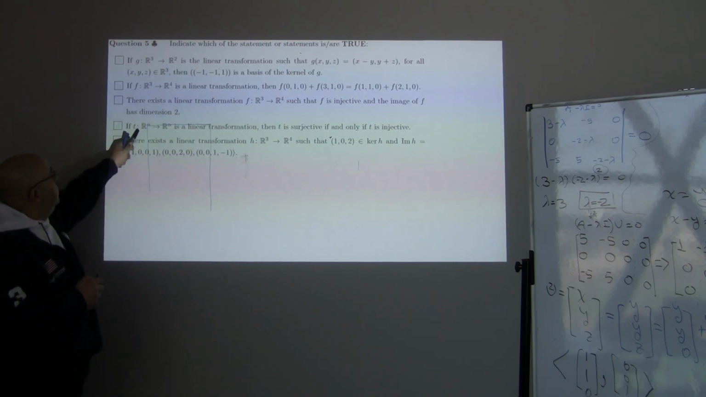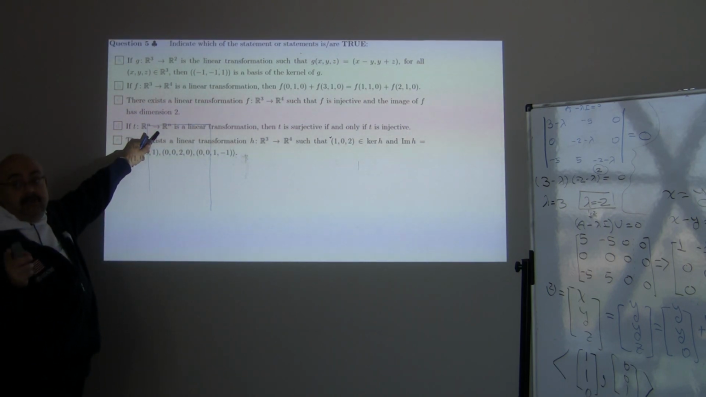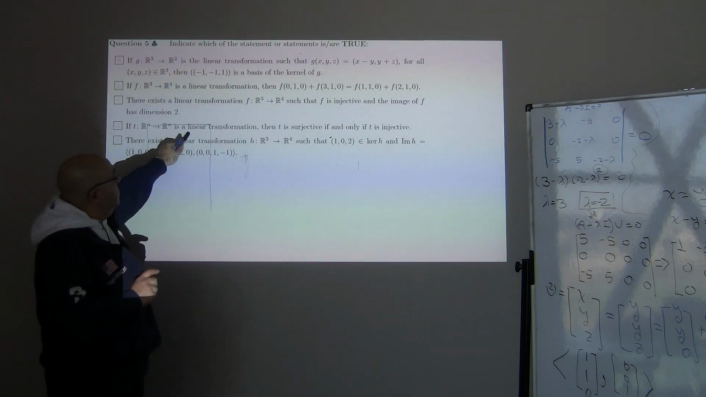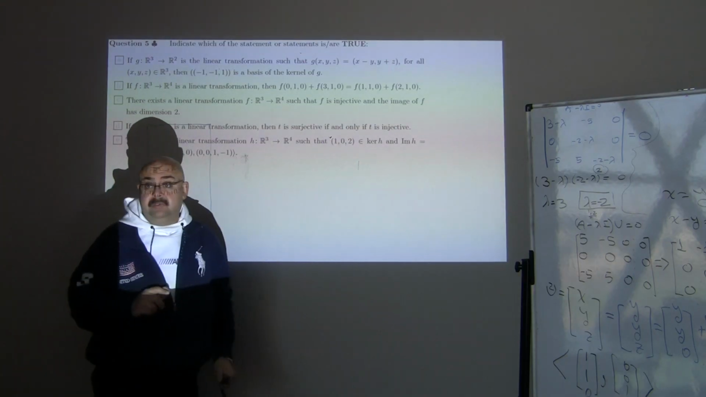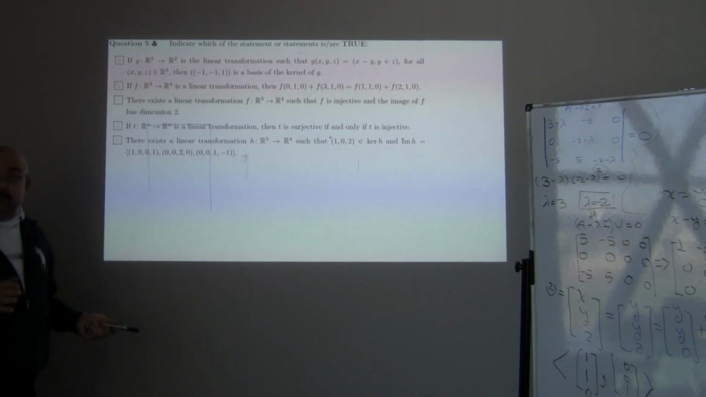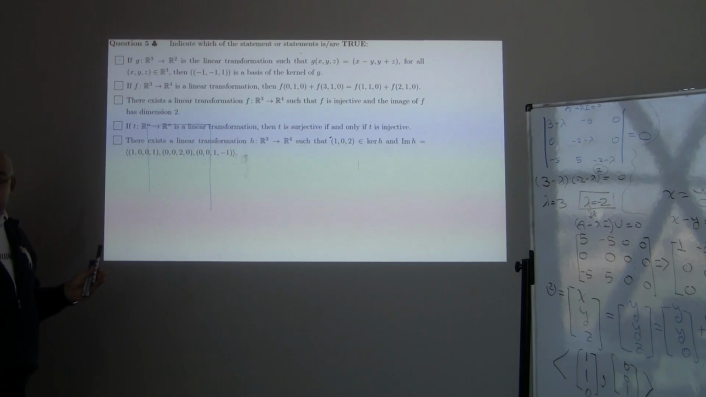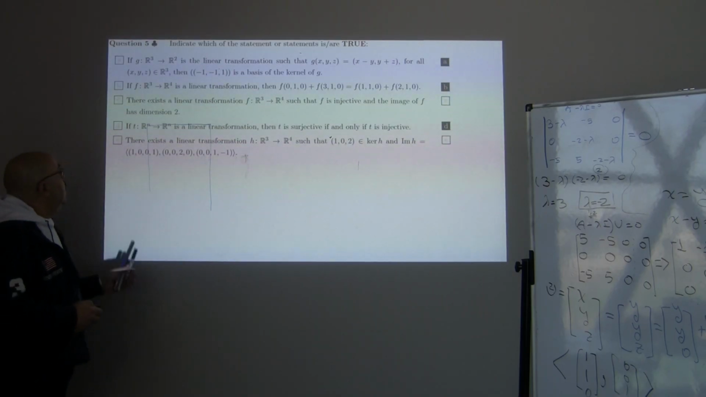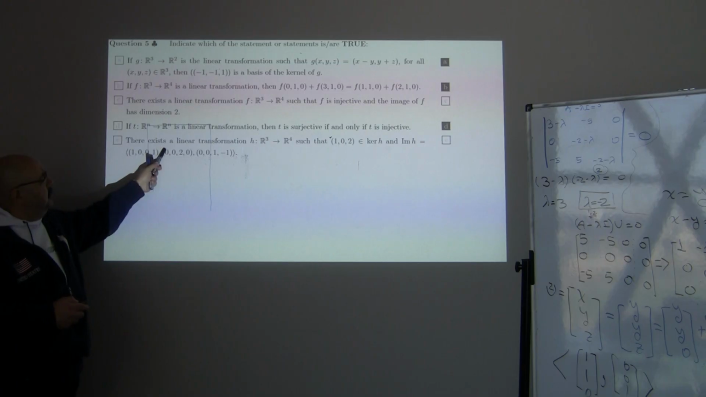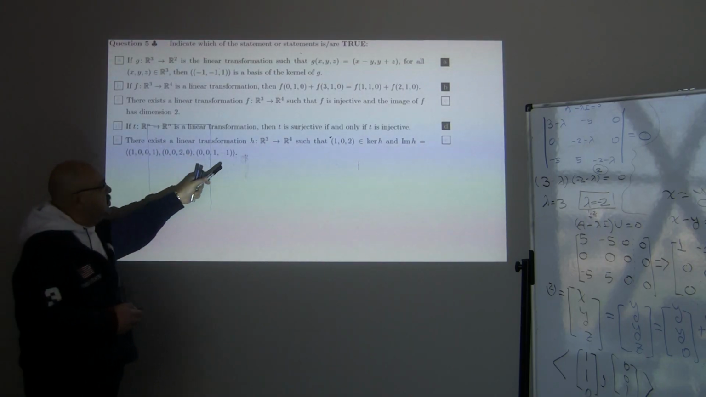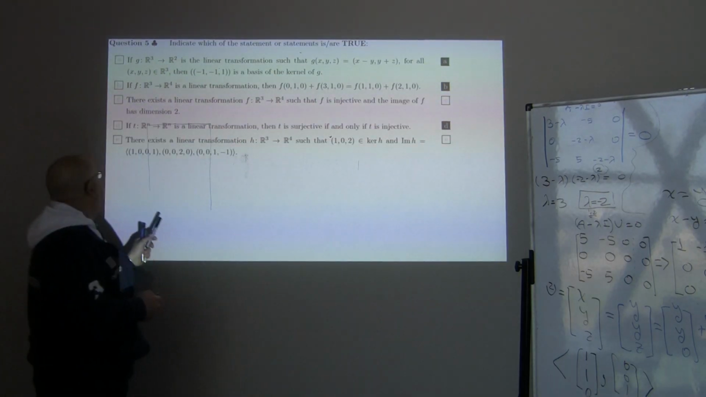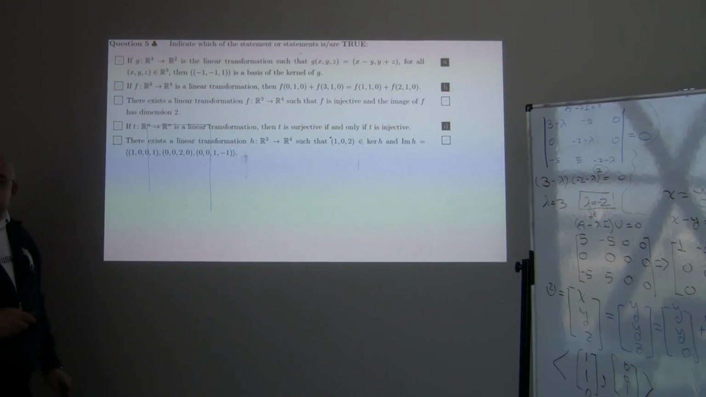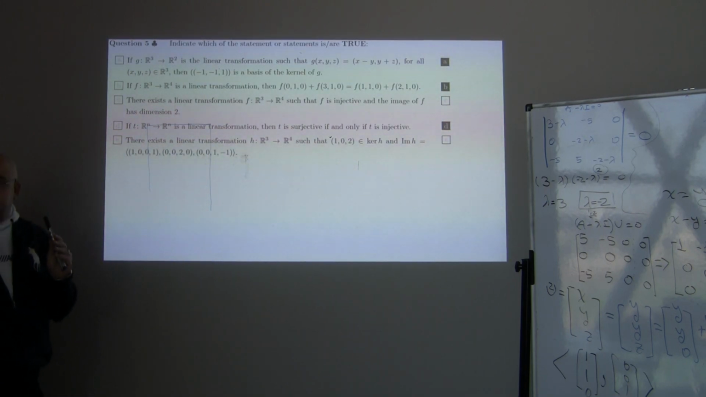The linear T from Rn into Rn, which is a transform moving from Rn to Rn, is a linear transformation. Then T is surjective if and only if T is injective. It's true. So it's going to be surjective if it is only injective. We will see. Okay, the last one, there exists a linear transformation R3 into R4 such that 1, 0 belongs to the kernel of H, and the image of H is given by these conditions. It's really each statement should be studied carefully.